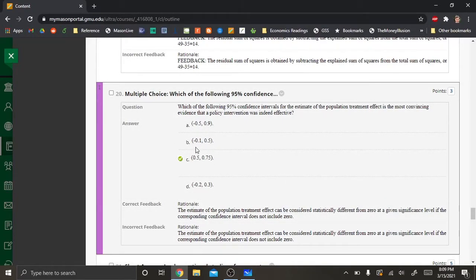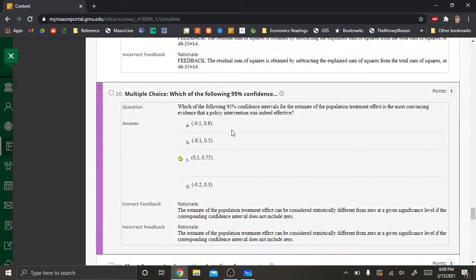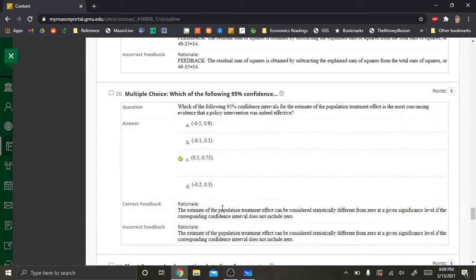And it's probably not effective if it's possible that there's no effect, that the relationship between x and y is 0. Okay, so remember, a 0 coefficient means no relationship between x and y. No relationship between x and y is at least reason to suspect that a policy isn't effective. So if 0 is in our 95% confidence interval, we can't really be convinced that our policy is effective.